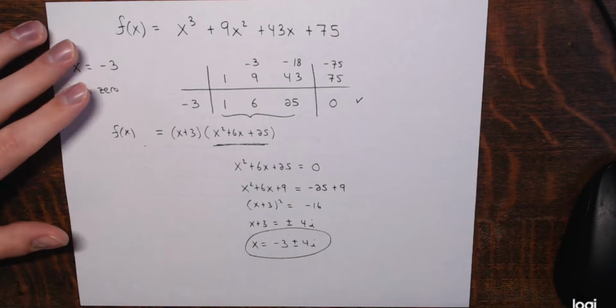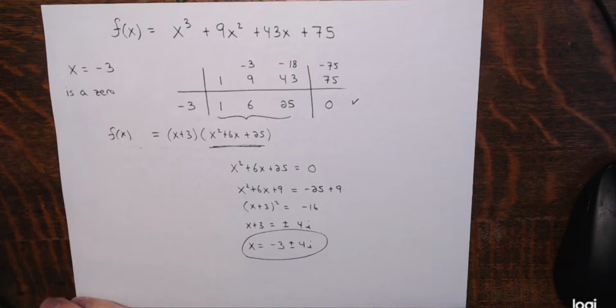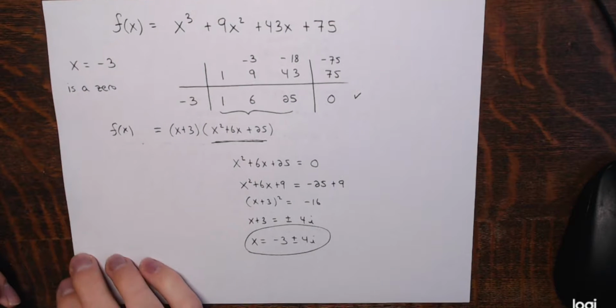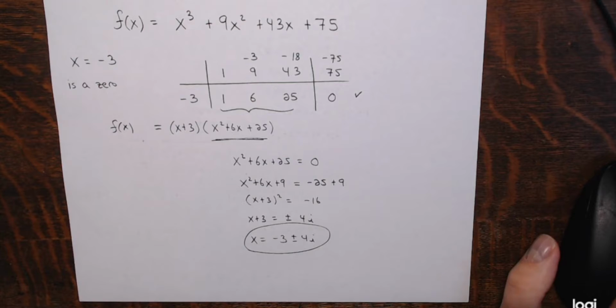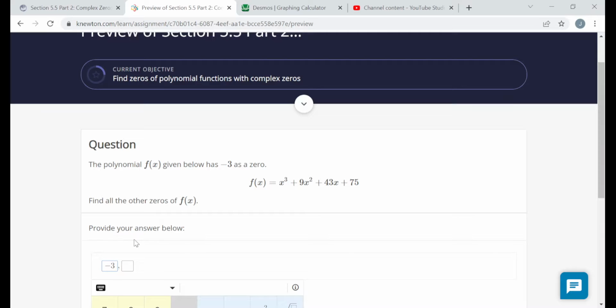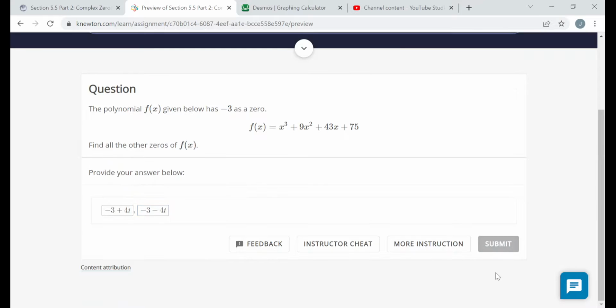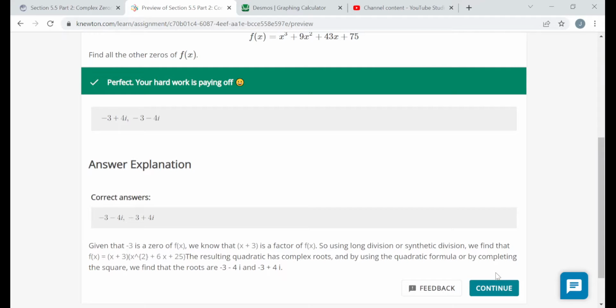All right, but they do have an imaginary number in them. But it doesn't matter. We're asked to find the complex zeros. Every number is complex, with an imaginary part or not. So negative 3 plus 4i is one of them. Negative 3 minus 4i is the other. Great.